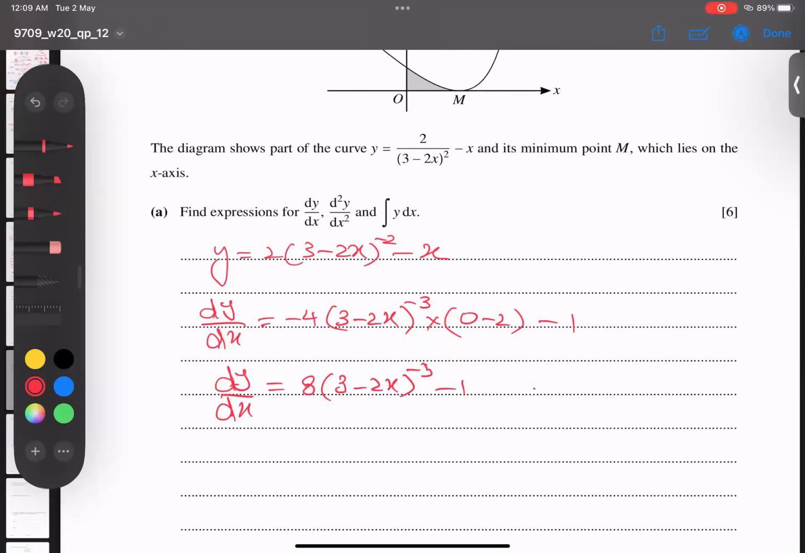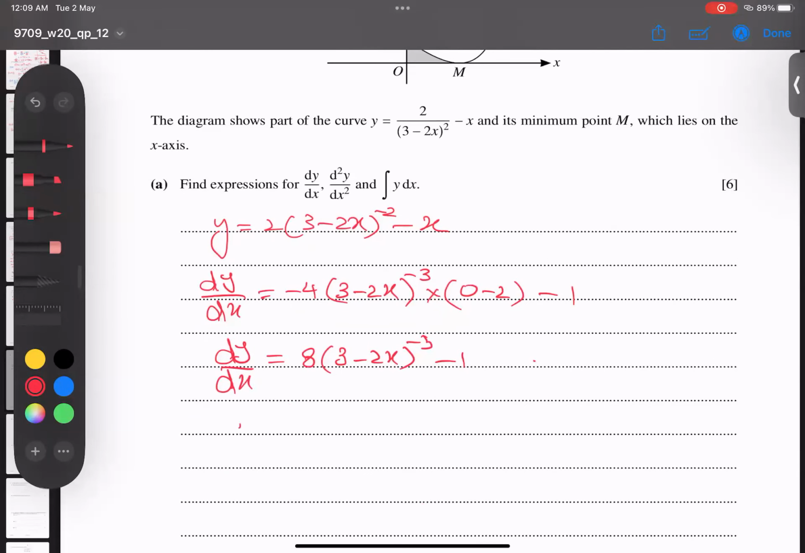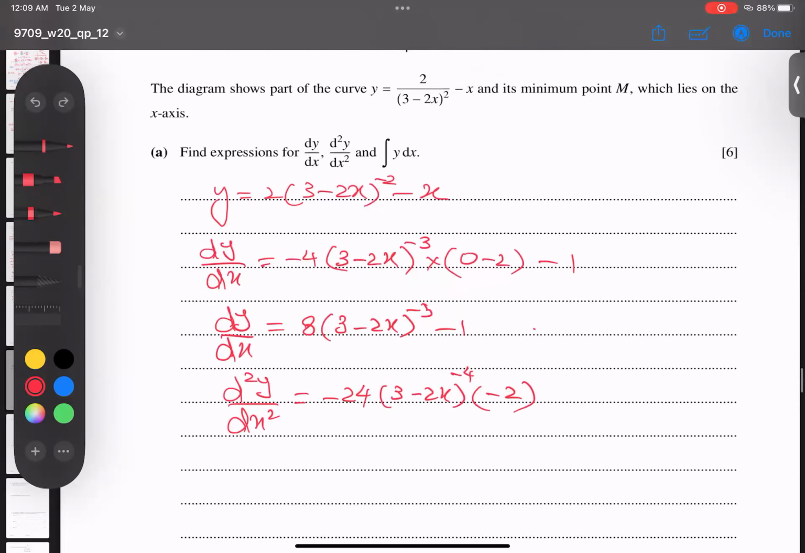Second, I think I can do it directly, or I find this -3 comes down, I get -24, power 1 less, into the base derivative 0 and -2, I get -2 only. And the constant derivative is 0. So finally the derivative is coming finally. This multiplied with that. So I'm getting here 48 positive, and the whole thing I will bring into the denominator. This is the second derivative.